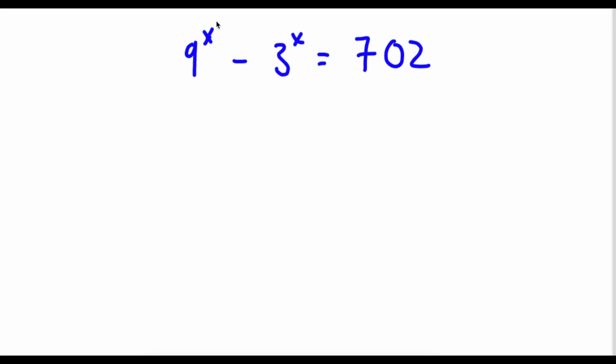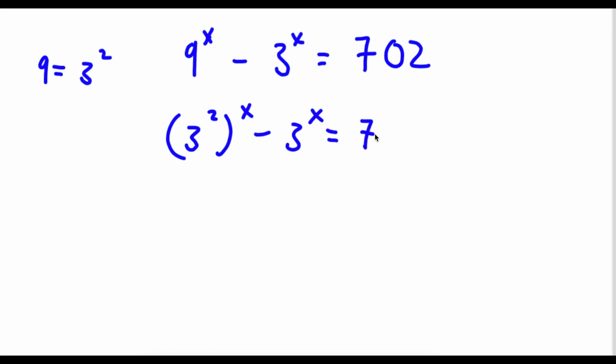Alright, so I have 9 to the power of x minus 3 to the power of x is equal to 702. Now 9, this is the same thing as 3 squared. So if I replace 9 with 3 squared, I get 3 squared to the power of x minus 3 to the power of x is equal to 702.